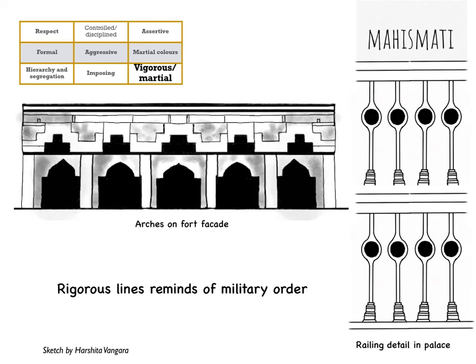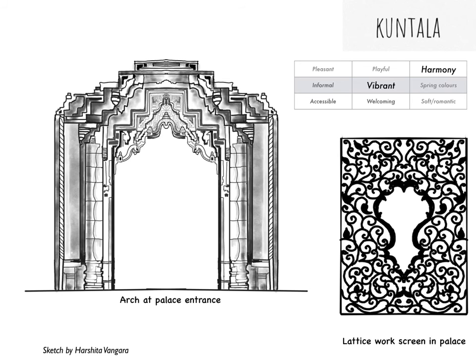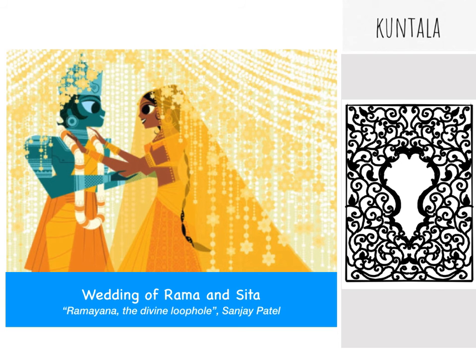On the walls of Mahishmati, we find simple but repetitive ornamentation, reminding one of the rhythm of marching soldiers. In Kuntala, we find intricate patterns on the arch and lateral screen. These are vibrant yet designed with a sense of harmony. They bring a whimsical fairy tale like quality to the structure. The ornamentation is suggestive of festival decorations.